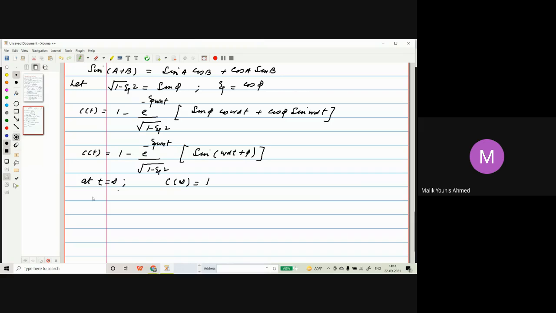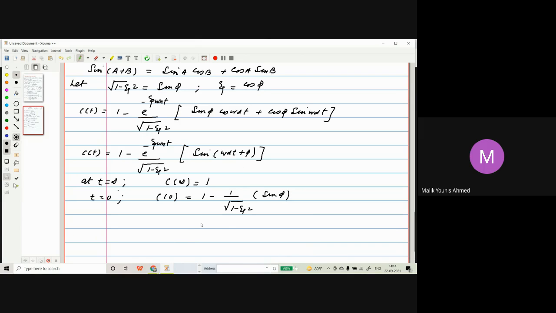Now two times are very important for me. At t equal to 0, what's going to happen? C of 0 will be equal to 1 minus, anything raised power 0 is 1. That will be 1 minus 1 by under root of 1 minus xi square into sine of phi, because this t is 0.